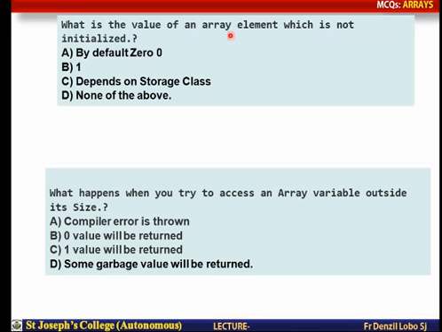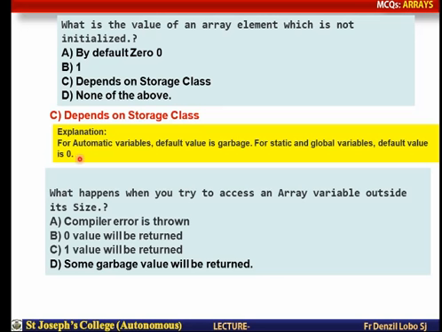What is the value of an array element which is not initialized? Is it 0, 1, etc.? Depends on the storage class. For automatic variables, the default value is garbage. For static and global variables, the default value is 0. Please remember this. Automatic variable int A, B, C, etc. is going to be a garbage value, whereas if you declare a static int or global variable, they are initialized to 0.